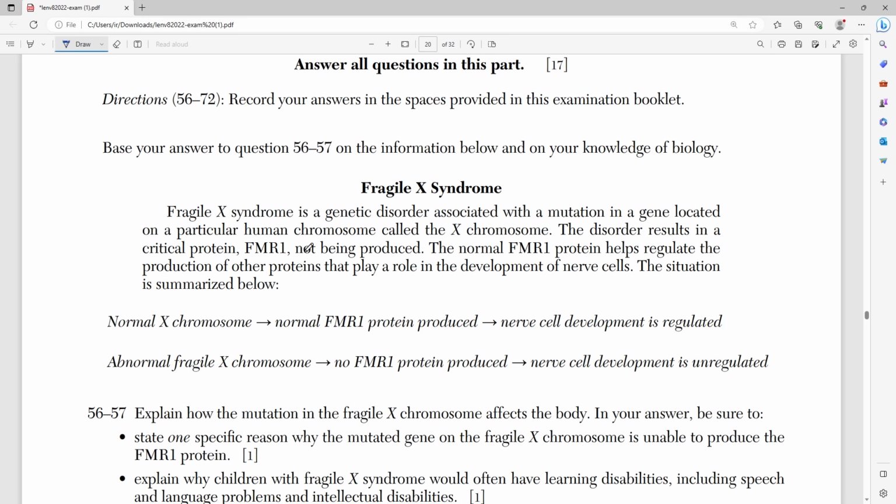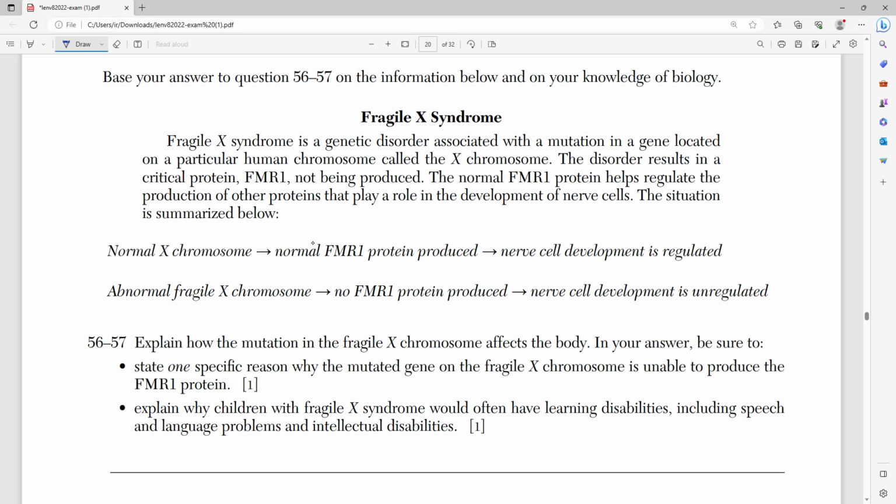We're going to be starting with number 56, which tells us about Fragile X syndrome. It reads, Fragile X syndrome is a genetic disorder associated with a mutation in a gene located on a particular human chromosome called the X chromosome. The disorder results in a critical protein, FMR1, not being produced. The normal FMR1 protein helps regulate the production of other proteins that play a role in the development of nerve cells. The situation is summarized below, right?